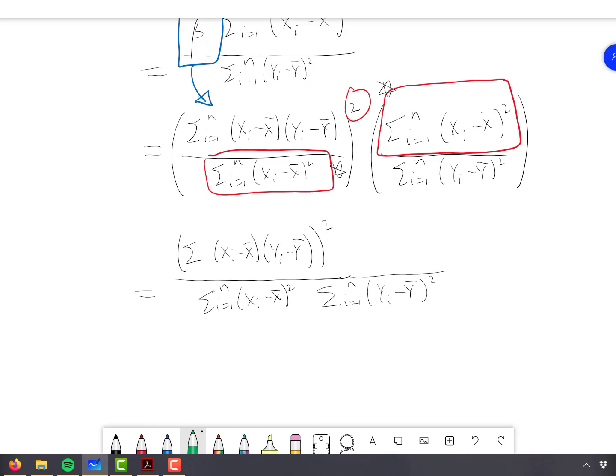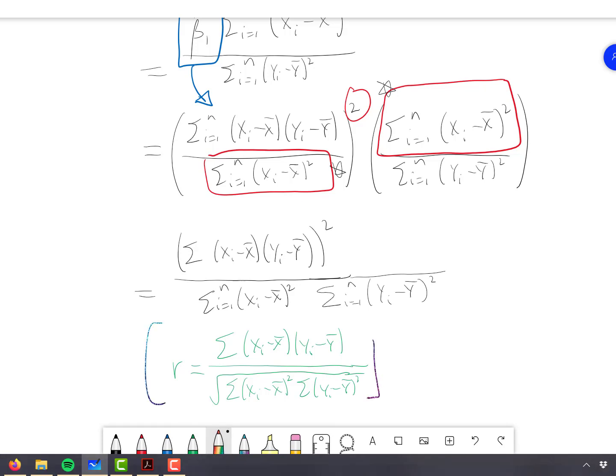Just for reference, we're going to write down right below here what we're trying to solve for: that r can be shown to be calculated or equal to the sum of xi minus x bar times yi minus y bar, divided by the square root of the sum of our xi minus x bar squared times the sum of yi minus y bar squared. This is our brief interlude to represent that we're almost there. We see a lot of our pieces together.